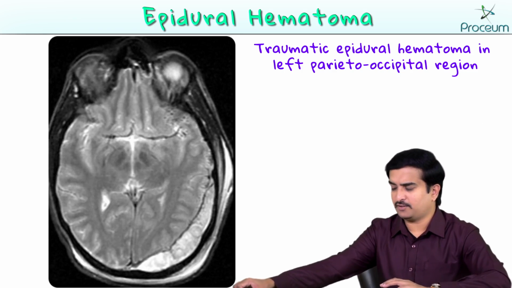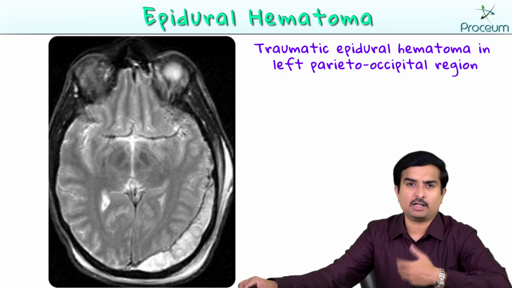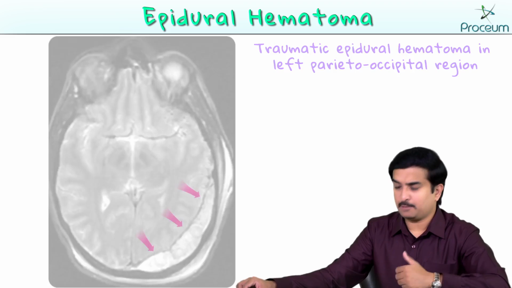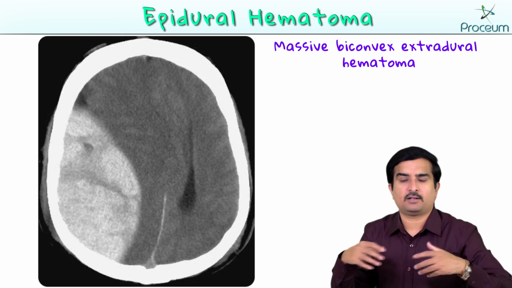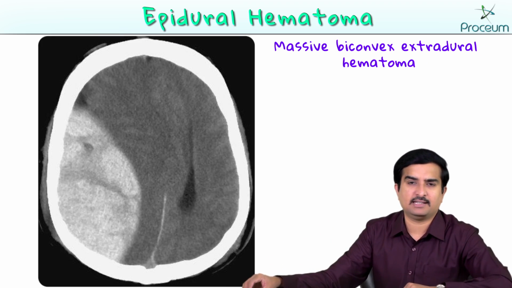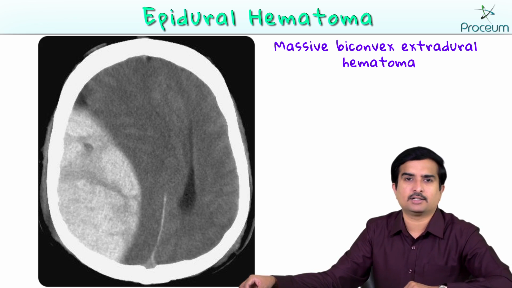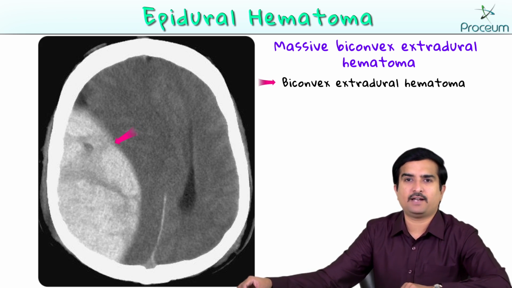Now let us also see one of the images associated with MRI of the brain. So this is the MRI of the brain, which demonstrates a traumatic epidural hematoma in the left parieto-occipital region. You can see here, which is represented by arrow marks. And let me show you another image, because I want to show many images, so that whenever you see different types of images in the exam, you should be in a position to identify them pretty quickly. So this is another image which clearly shows a massive biconvex extradural or epidural hematoma.